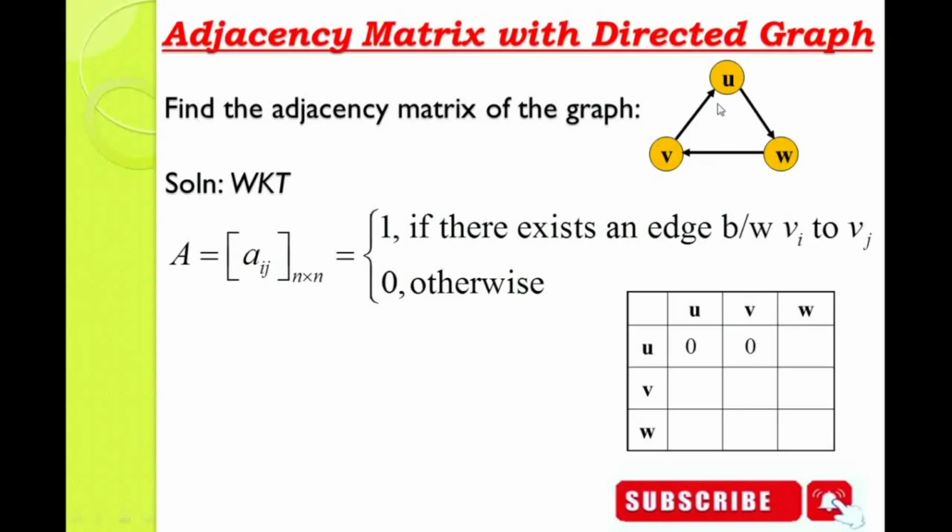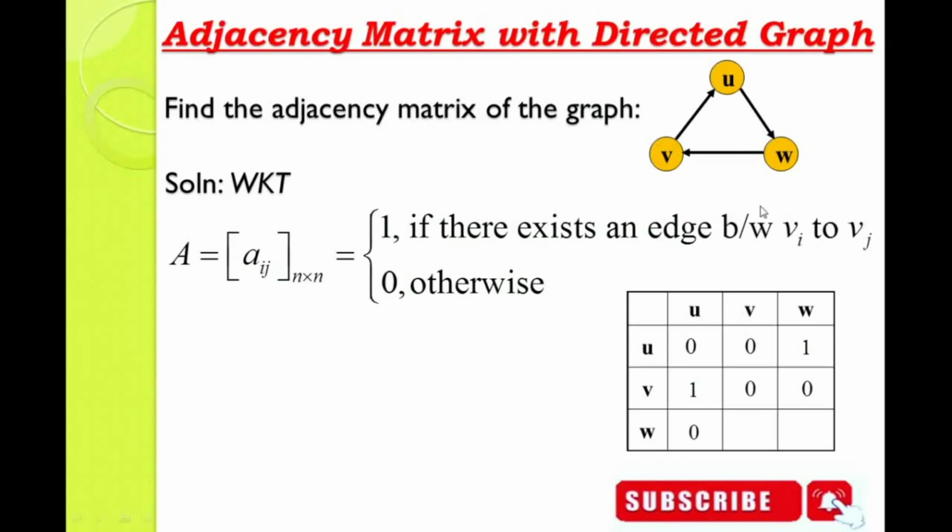What about U to W? U to W, one edge is there. It starts from U, ending at W. Therefore, one edge is there. Assign the value 1. Similarly, V to U, no edge. Now V to V: there is no edge between V and V, so we assign the value 0. What about V to W? One edge is there from V to W, so we assign the value 1. Next, W to U. There is no edge from W to U, so we assign the value 0.